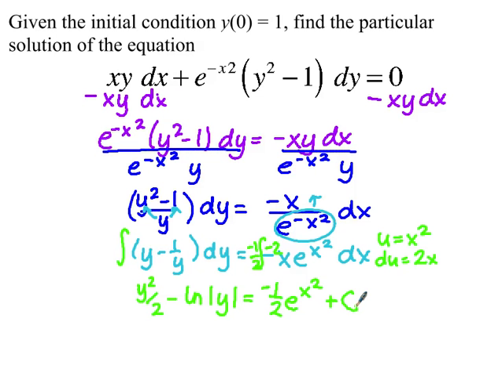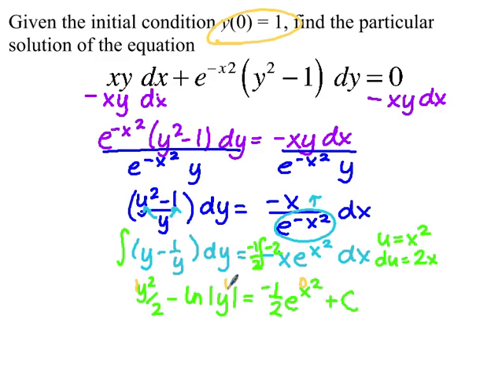So now, what ends up happening is there's really no way to solve this for y. It's going to get extremely messy. So what I'm going to do now is just focus on plugging this in and getting my answer. It says, given the initial condition y of 0 equals 1. So what does that mean that you plug in for x? 0. What do you plug in for y? 1.